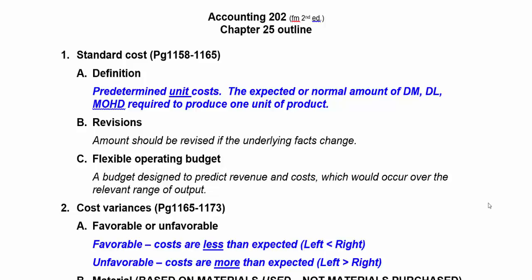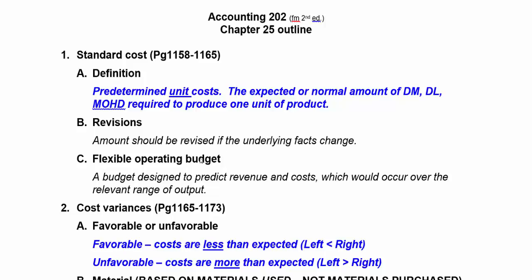Standard costs are predetermined unit costs of production. They're the expected or normal amount of direct materials, direct labor, or manufacturing overhead required to produce one unit of our product. Now, if the amounts change because of a change in the underlying facts about the standards we've set, your standard costs may need revision.